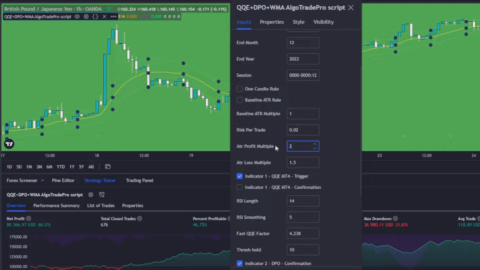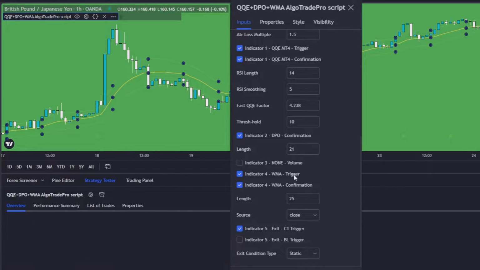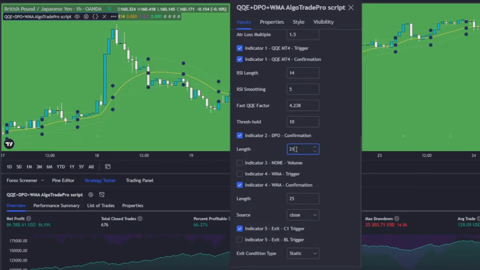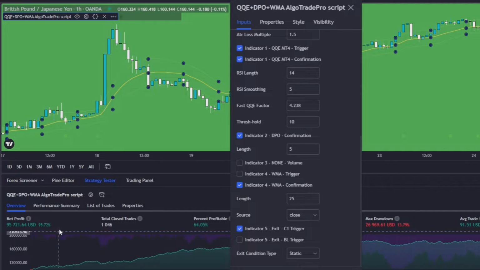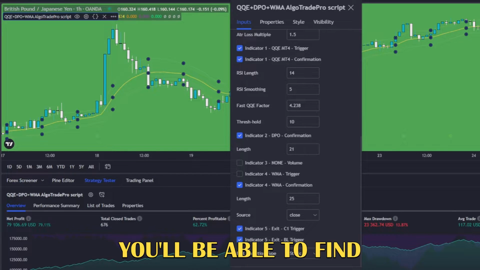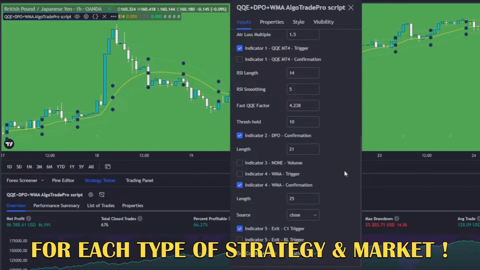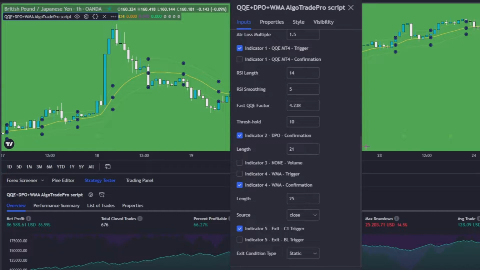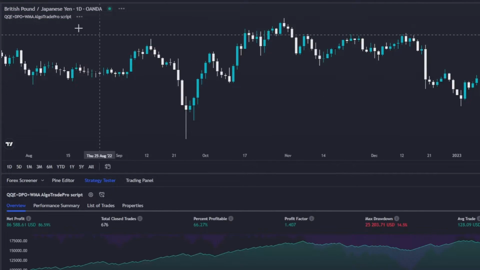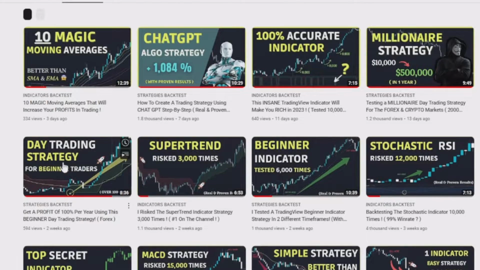Below, you will find all the information about the strategy indicators. You can turn the indicators on or off with their respective actions, as well as change their settings. And again, when you change something, you will see the new results automatically. This is one of the most important features of this algo, as this is how you will be able to find the best combinations of settings for each type of strategy and market. Each Pine script that I will make available to you will have different indicators, always corresponding to the indicators that I used in the related YouTube video.